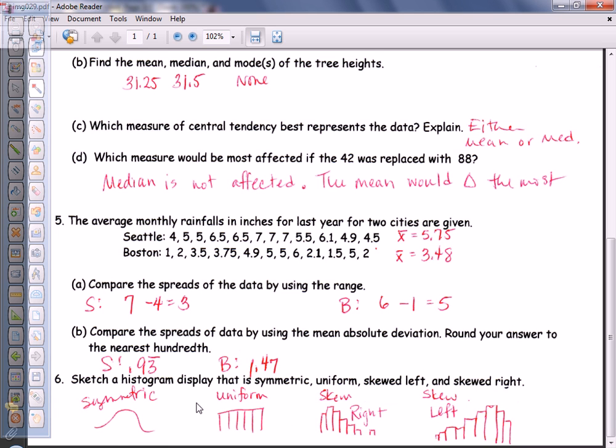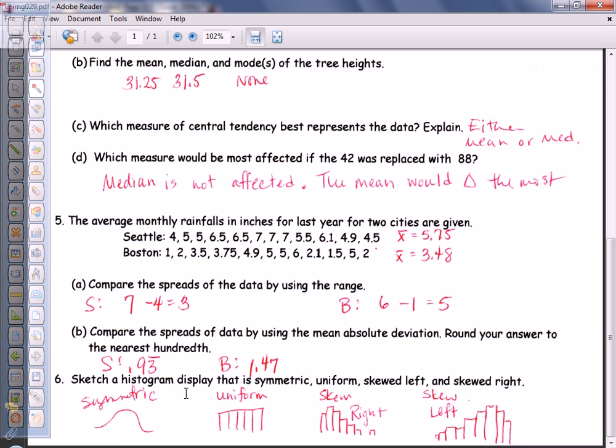Okay. Now, number 6, symmetric. Now, I drew the curve instead of the histogram, but it would be a histogram that looked very similar on both sides. Do you see this one on the board here? Is it mirror image? No. But is it pretty close to symmetric on either side? Yeah. So we would call that one symmetric.